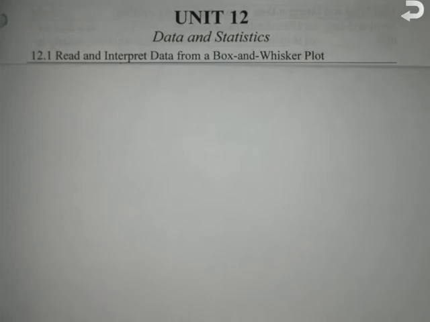Okay, so Unit 12, we're starting with data and statistics, which means we're going to be looking at lots of graphs, lots of plots, and lots of data, which is just long lists of results from tests and polls. And what we're going to be doing is be able to make predictions from the data that we are given, and that's called statistics.